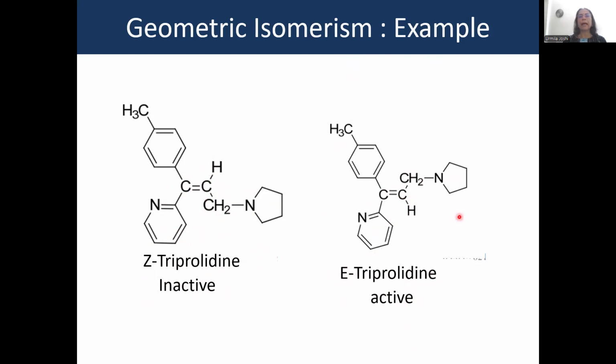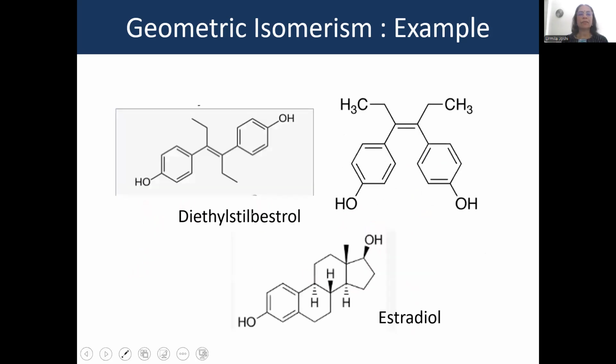Now, why should that be so? Just try to understand that in all probability, this nitrogen and this nitrogen bind to the receptor. Now, the distance between the two nitrogens changes in the E and the Z isomer. So, the optimum distance between the two nitrogens is likely to be what exists in E isomer, not in the Z isomer, and so Z isomer is inactive.